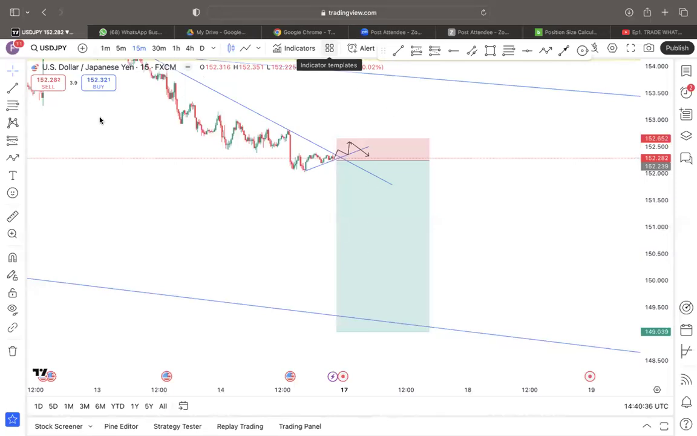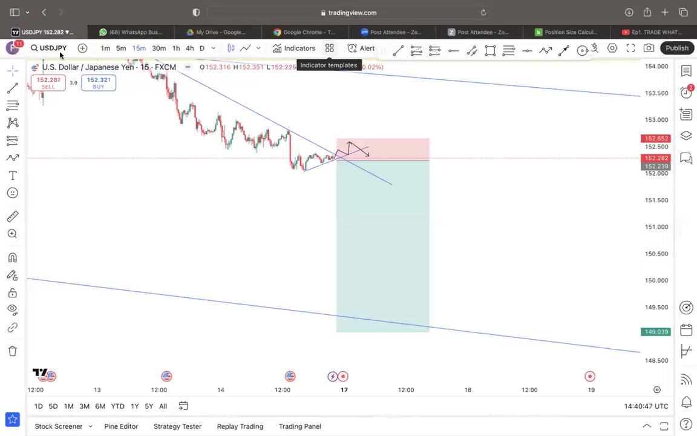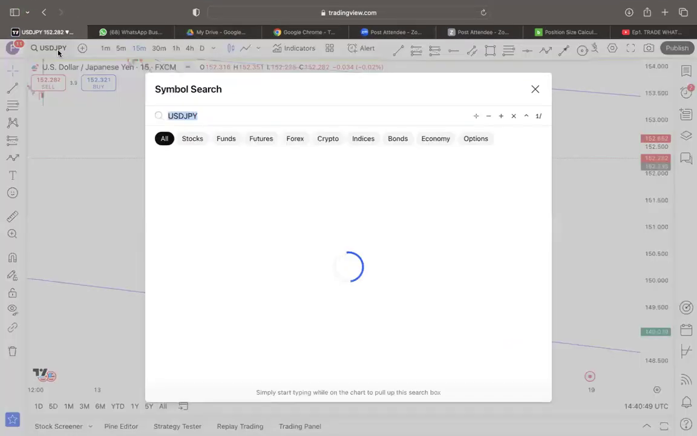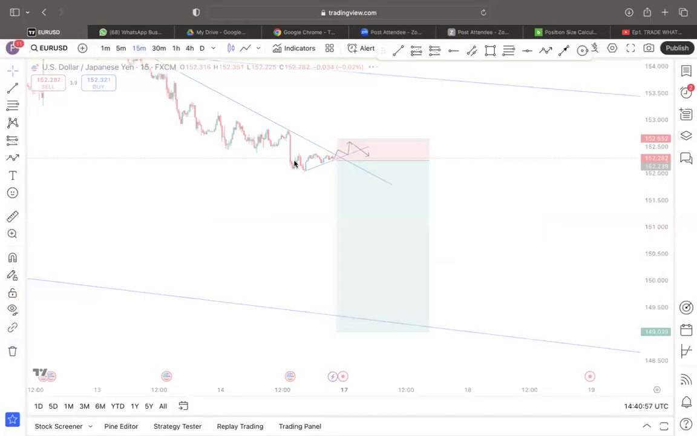So let's go to Euro USD. Someone suggested Euro USD. I'll be keeping this class short, very short. So let's go to Euro USD.